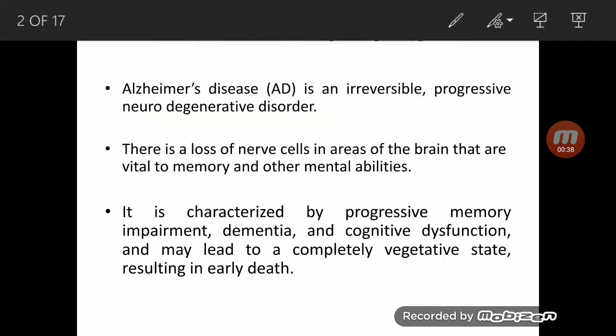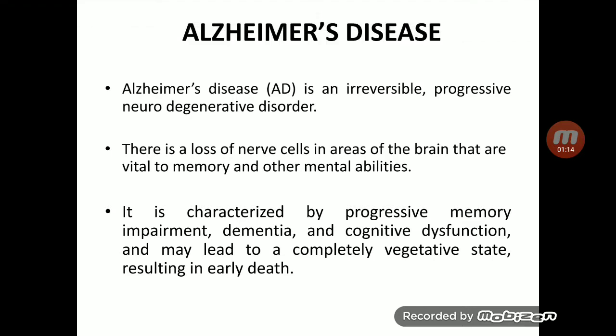So what is Alzheimer's? Alzheimer's is an irreversible, progressive neurodegenerative disorder. In Alzheimer's, there is going to be loss of nerve cells in areas of the brain which is going to hamper the memory and learning of a person affected with Alzheimer's. It is basically characterized by progressive memory impairment, dementia, cognitive dysfunction, and may lead to a complete vegetative state resulting in early death as well.